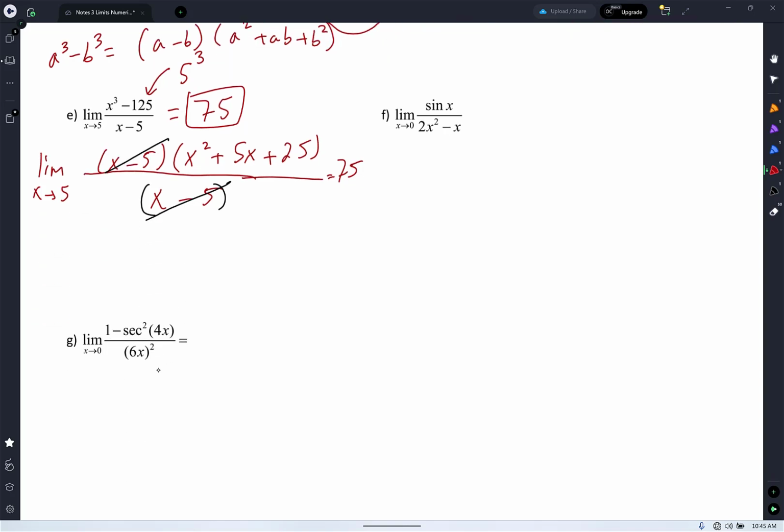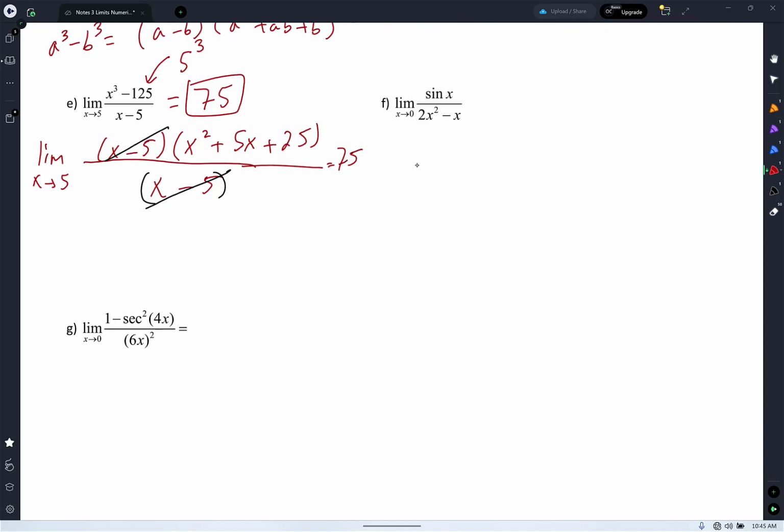For letter G, we're going to need your A game for letter G. Letter F. Can I do direct substitution? No, why not? Yeah, you get a 0 in the denominator. Do you guys see that? You also get a 0 in the numerator. Sine of 0 is 0, by the way.